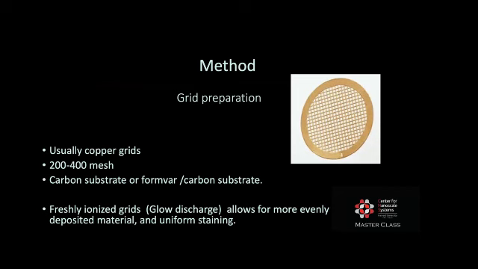So how do we do this? First, we need to prepare our grid. A grid, if you're not familiar, is usually copper, but you can use nickel or gold, a mesh grid of mesh size between 200 and 400. We coat this grid with carbon or a formvar covered by carbon substrate, because we're going to be looking through the holes in the grid at our sample. We want to freshly ionize, or glow discharge as it's sometimes called, these grids so that you allow for more evenly deposited material and a more uniform stain.